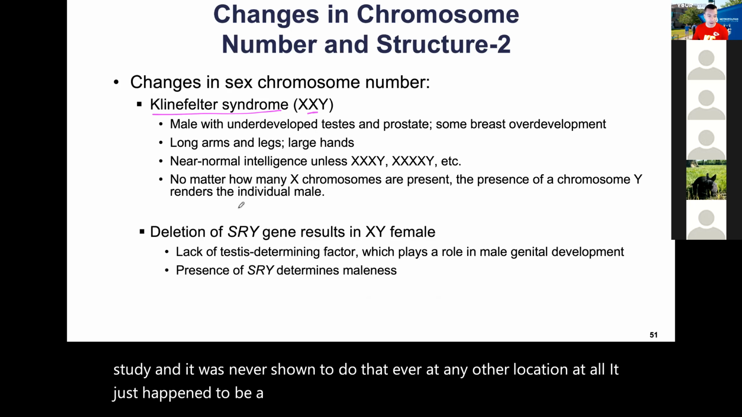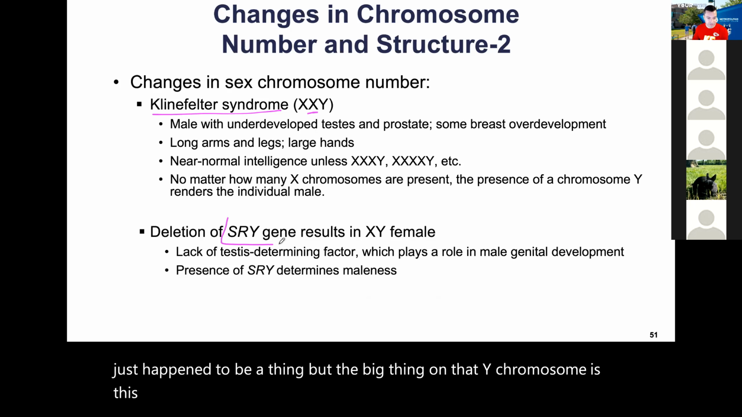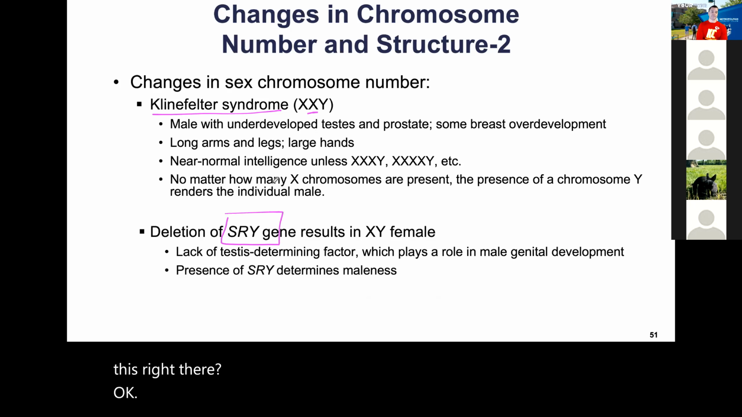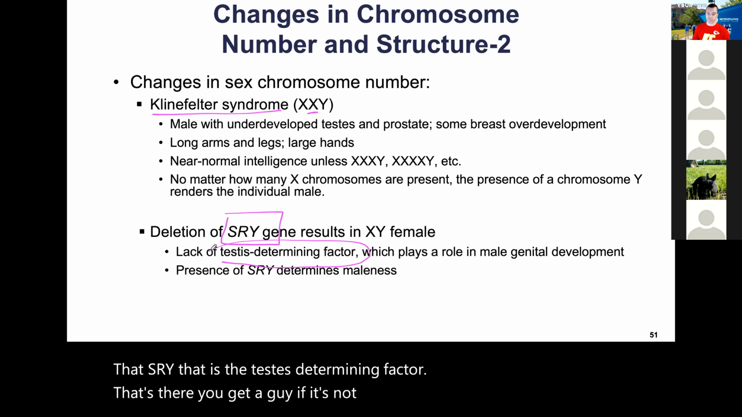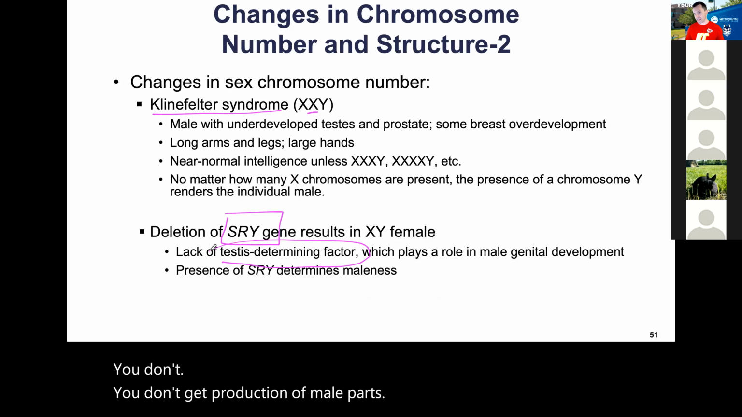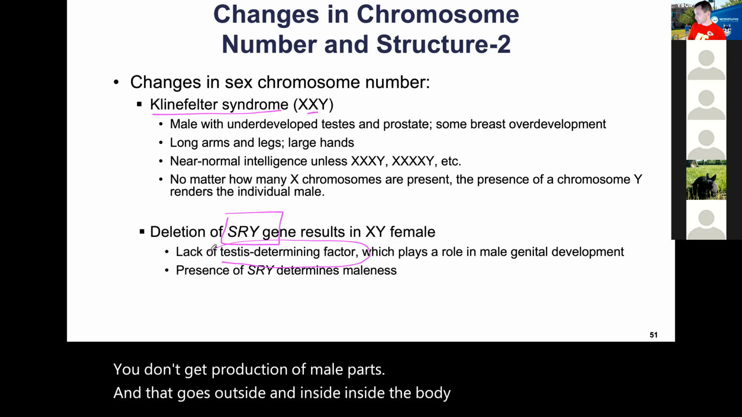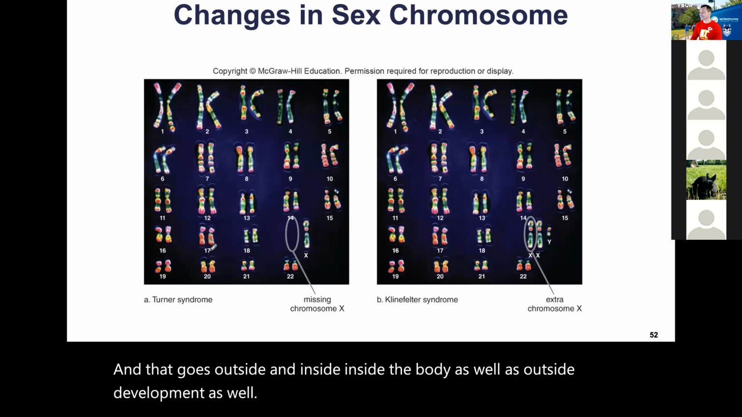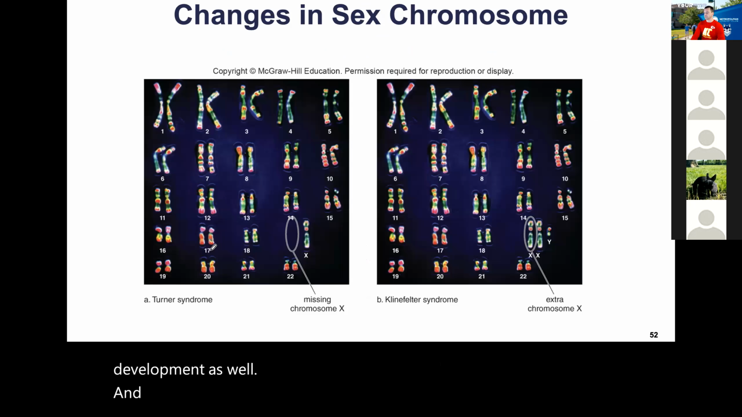But the big thing on that Y chromosome is this right there. That SRY, that is the testes determining factor. If that's there, you get a guy. If it's not there, you don't get production of male parts. And that goes for outside and inside the body, as well as outside development. And again, you can see there's a karyotype showing that off there.